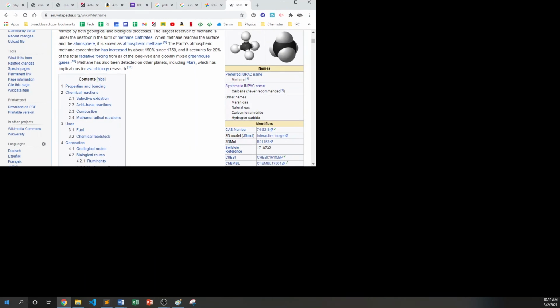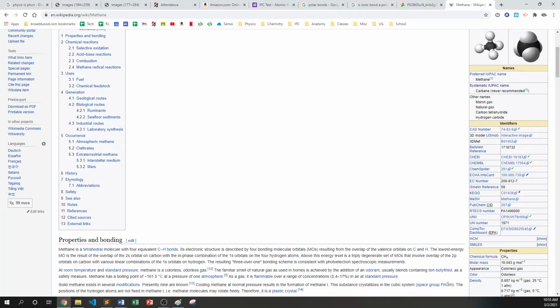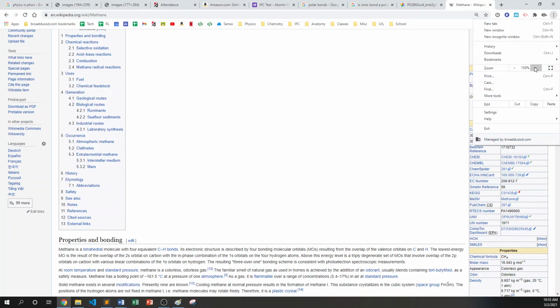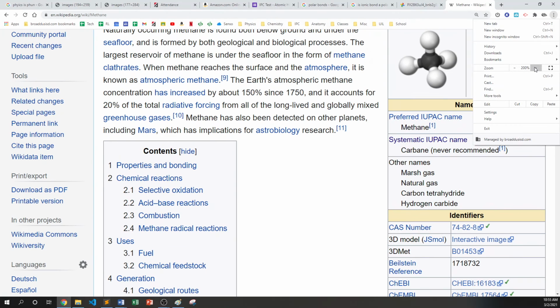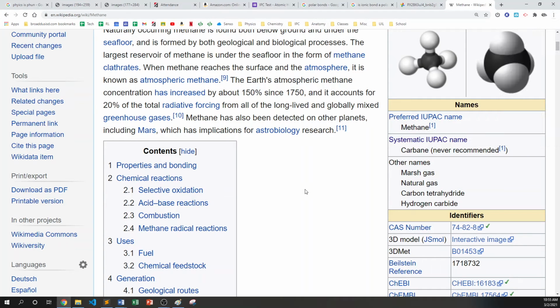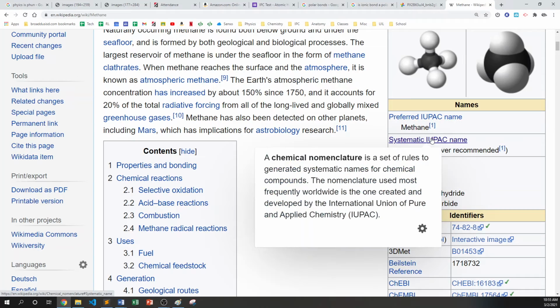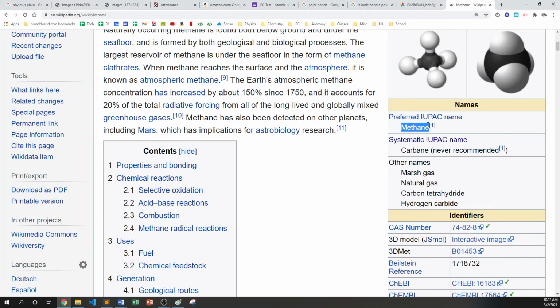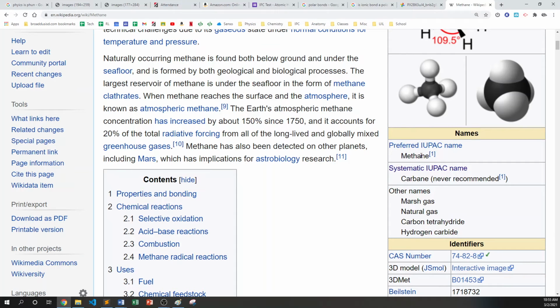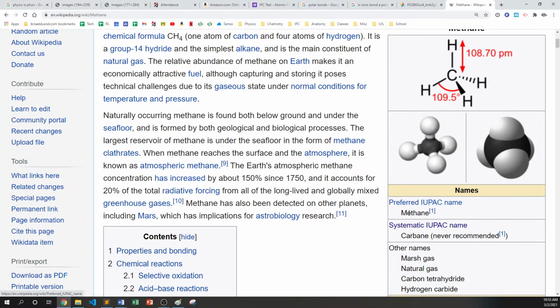So even showing you, again, I've only shown you on a high school level the very basic naming scheme. The IUPAC naming scheme is actually very, very advanced. You have certain groups or families of elements. The preferred name of this is methane.